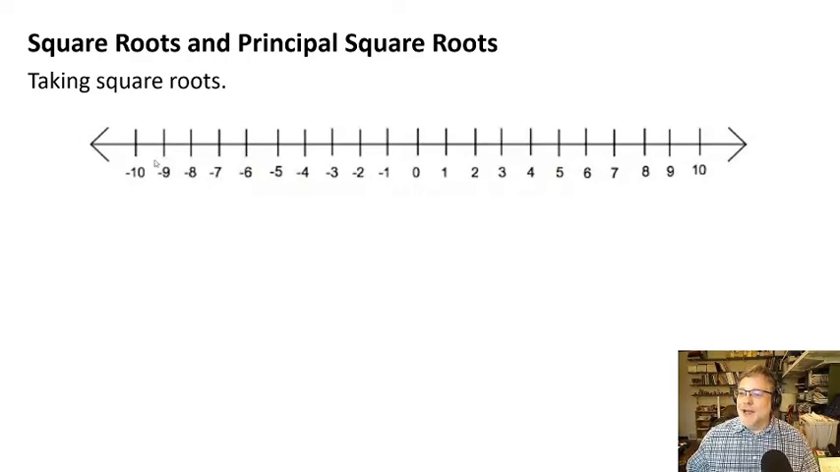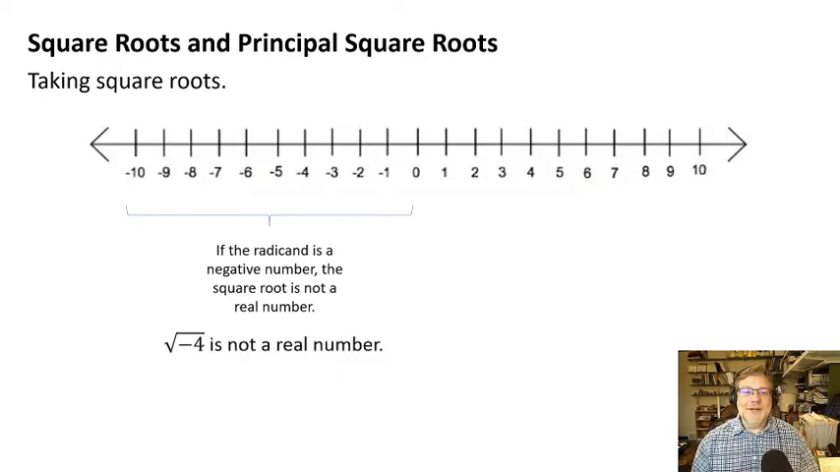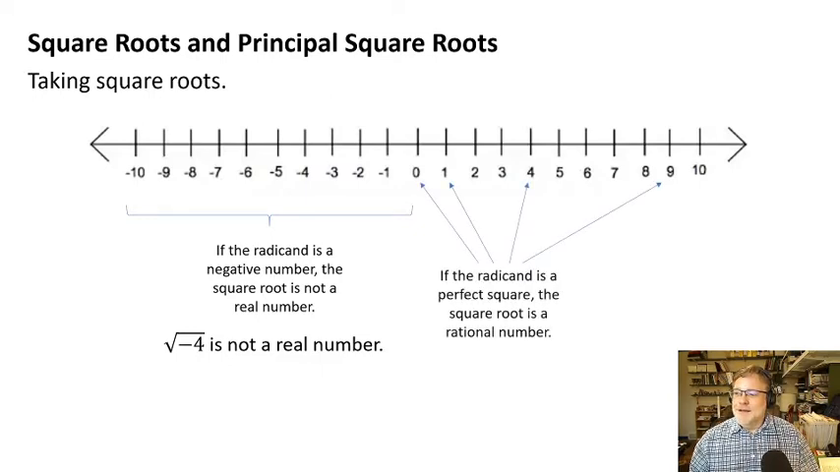Let's actually explore that in a little bit more detail here. I've got a number line here, this is 0 in the center here, extending negative numbers to the left, positive numbers to the right here. And as we were describing prior to this, for any radicand that is a negative number, there is no square root that is a real number. And so an example here, the square root of -4, even though you might be thinking the square root of 4 is +2 or -2, the square root of -4 is not a real number because -4 is less than 0.